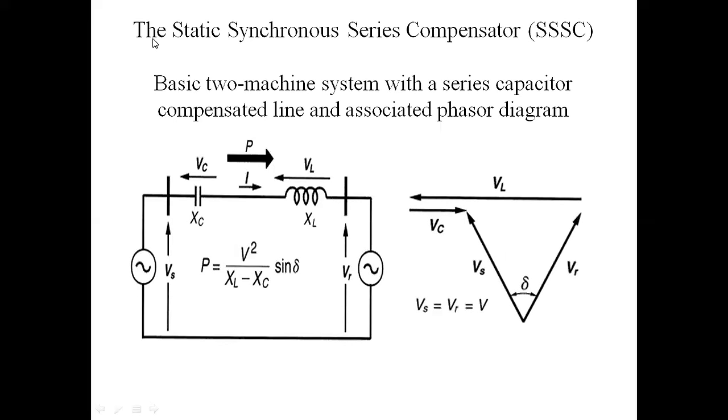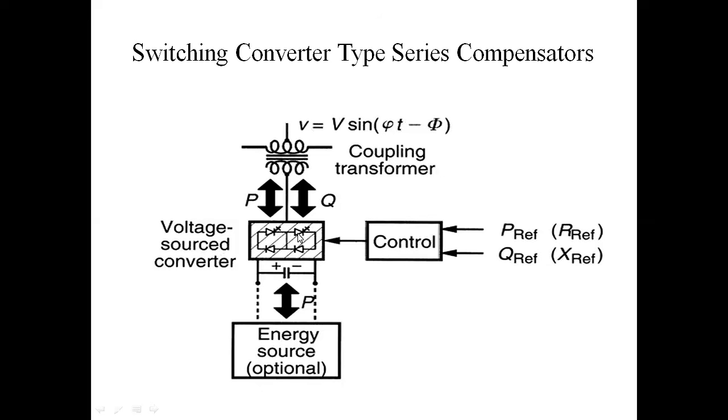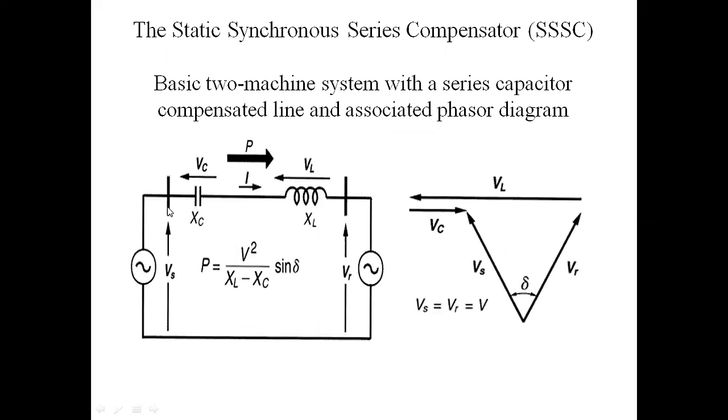This is the basic model of the static synchronous series compensator, a basic two machine system with series capacitor compensated line and the associated phasor diagram. This is the basic diagram of a series compensator. This diagram was already covered in chapter 2. Here is the injected voltage source converter. In this, we are connecting the capacitor in series.